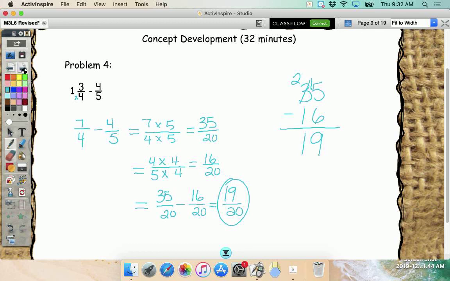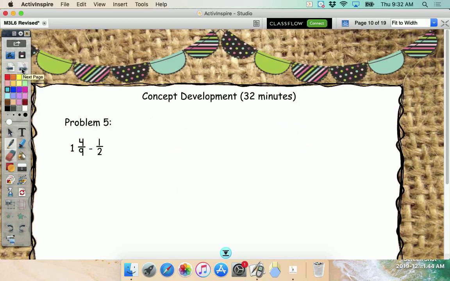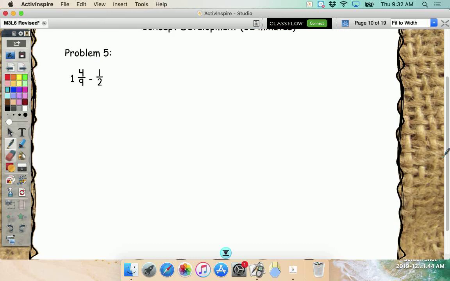Do we have one more problem? Yeah. Okay, and then I'm going to teach you something, or we're going to do a harder one. Okay, so the strategy. I'm going to pull a stick. Jared, how do I figure out the improper fraction for this mixed number? 4 plus 9. 1 times 9 plus 4.